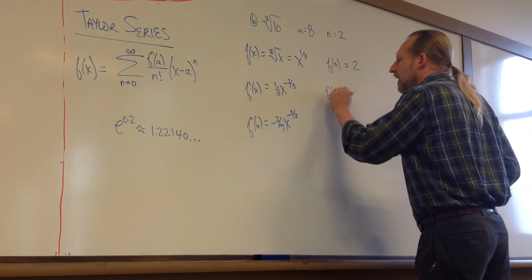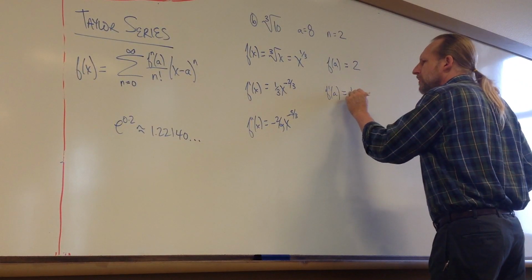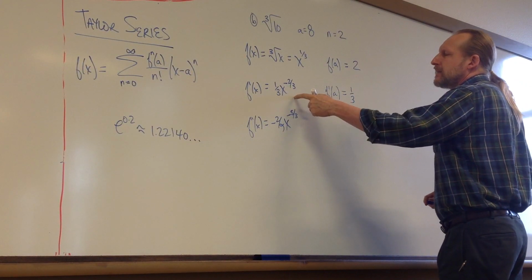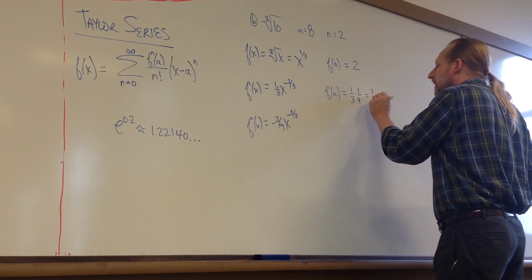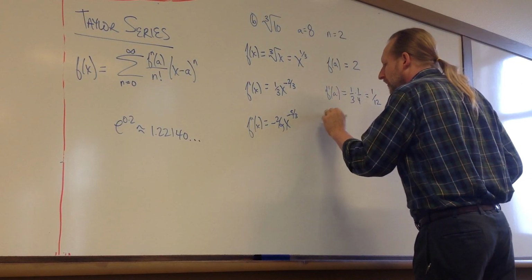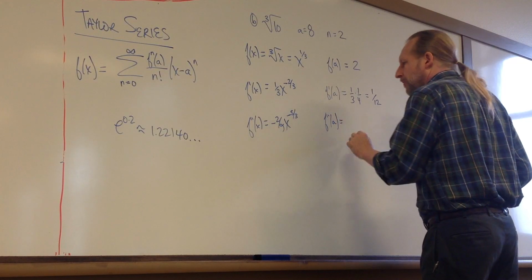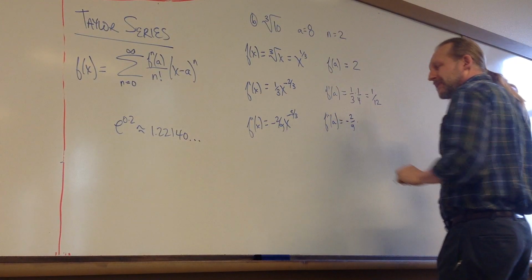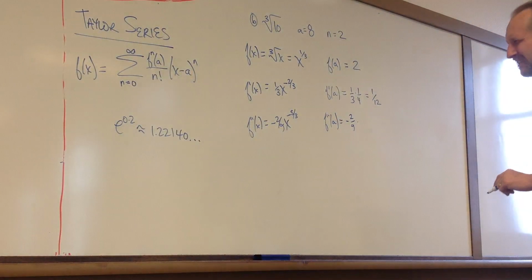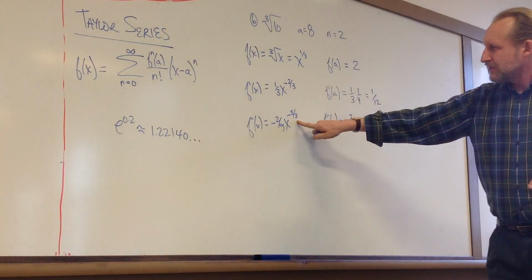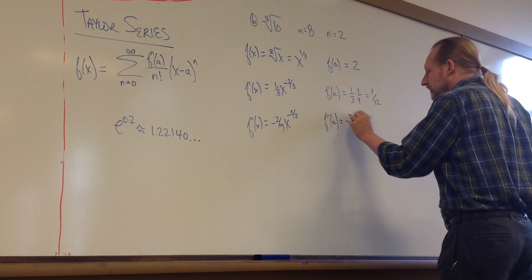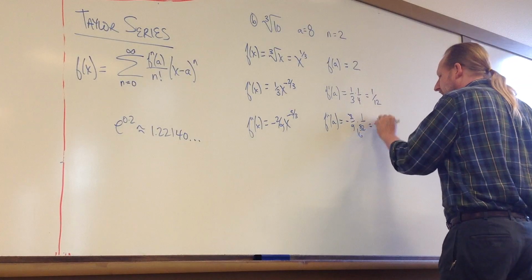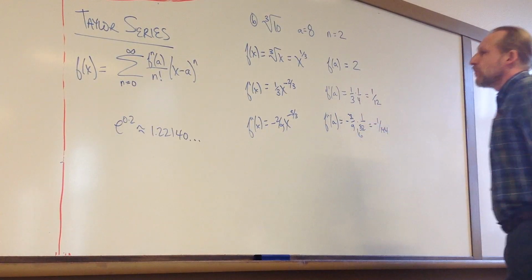F prime of a is going to be 1/3, let's see, 8 to the negative 2/3 is going to be a 4 in the denominator, so that'll be 1/12. And then the double prime, let's see, negative 2/9 times, let's see, 8 to the negative 5/3 is 2 to the 5th power, 32 in the denominator. So this is negative 1 over 144.